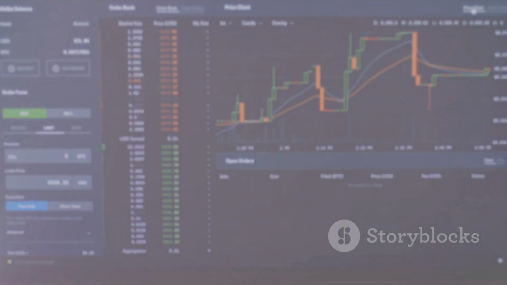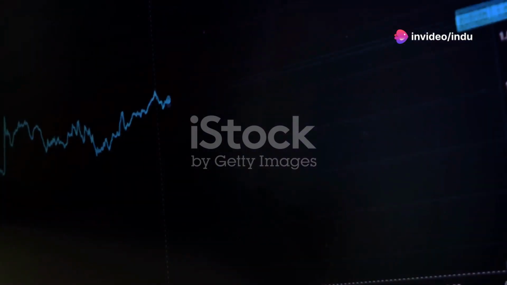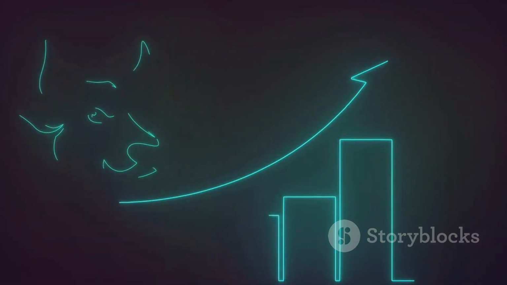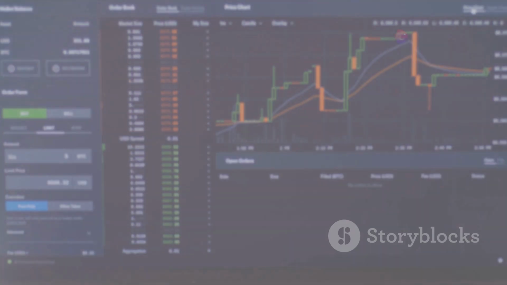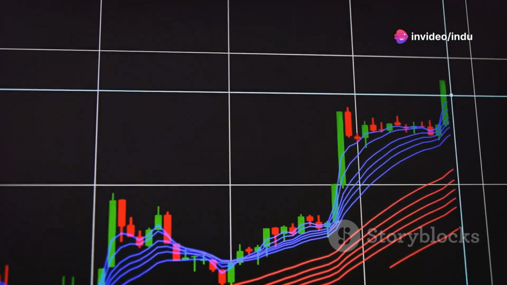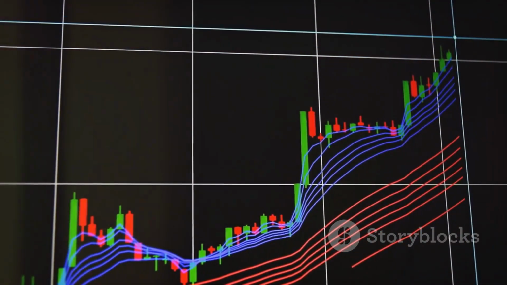Another effective way to use the 20 EMA is by pairing it with the Relative Strength Index, or RSI, a momentum indicator that measures the speed and change of price movements. Bullish setup. When the 20 EMA crosses above the 50 EMA, while the RSI is below 30, it signals a potential buying opportunity. This indicates that the stock is oversold but is gaining upward momentum.